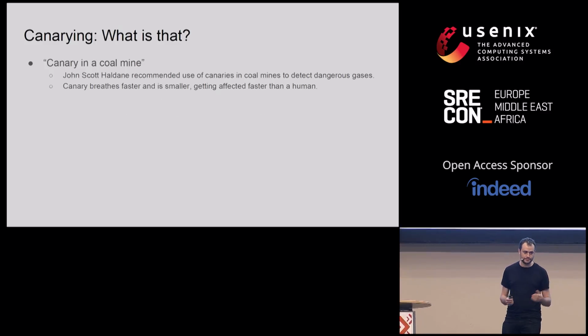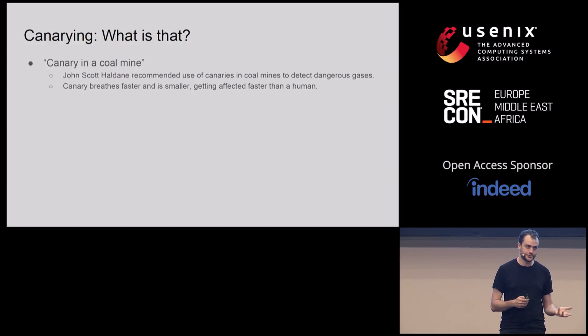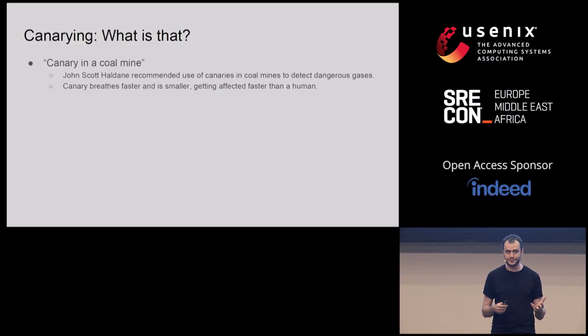As you might have heard from Rita in a previous talk, canarying comes from the phrase canary in a coal mine, when a long, long time ago, a physician named John Scott Haldane recommended that we use canaries, the birds, in coal mines to detect dangerous gases. The idea is that a canary is really small. It has a very low volume of blood. It breathes really fast, and so it gets intoxicated more quickly by whatever the dangerous gases might be in a coal mine. Comparatively, a human is large and breathes more slowly, and so the human can see the canary pine for the fjords and can run away.